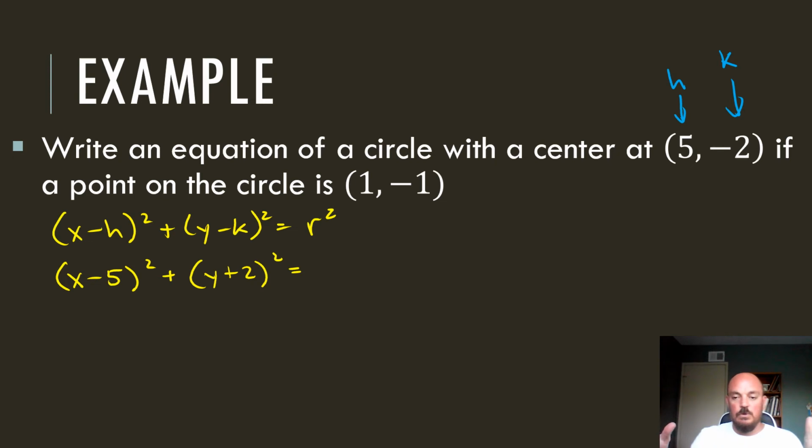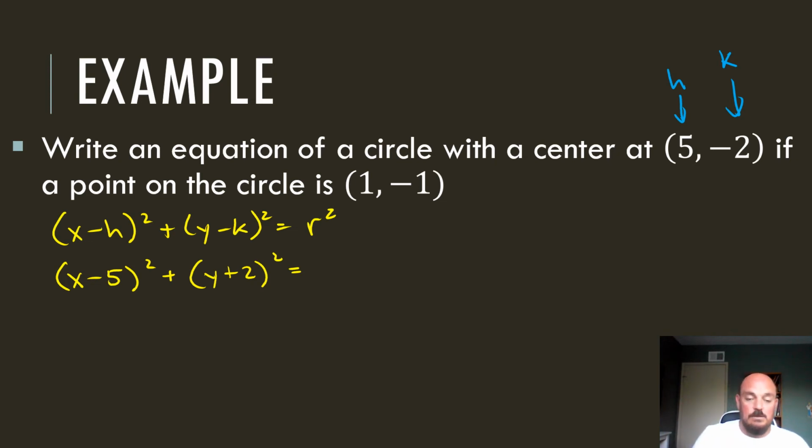So same rule as before, whether you're working the question forwards or backwards, if you know the vertex, it always has the opposite sign of h and k in the formula. So all I need to know now is, if I know the radius of the circle and I square it, that's the number that goes on the right there, and I'm done with the question. So I have to figure out the radius of this circle.